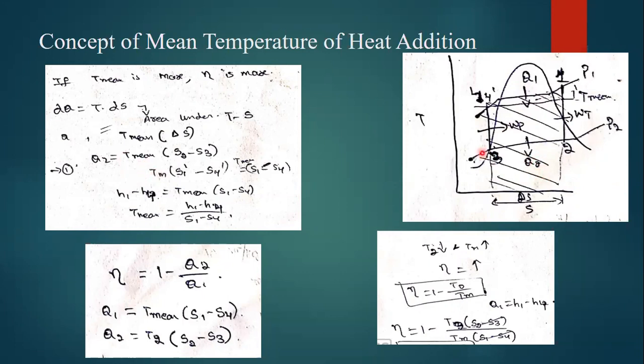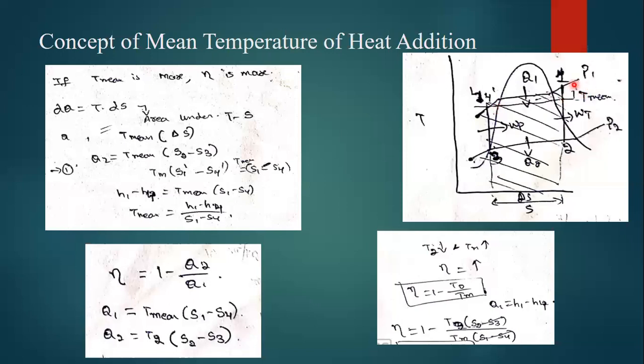Here the mean of these two temperatures into delta S, which is S2 minus S3. Here we already know that S2 is equal to S1, and at the same time S3 is equal to S4, right? What is S2? Nothing but S1, and S3 is nothing but S4, since 1 to 2 is an isentropic process and 3 to 4 is also an isentropic process. So instead of taking S2 minus S3, I have taken S1 and S4, since S1 is equal to S2 and S3 is equal to S4.